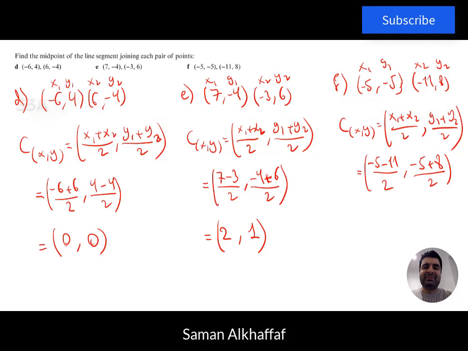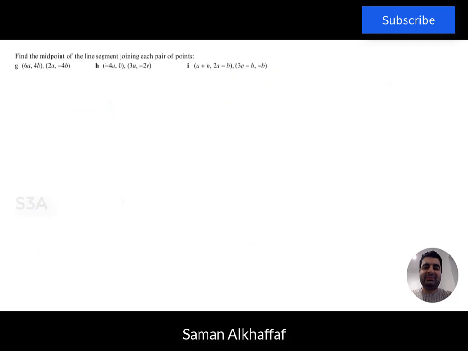So in this scenario, we will just try to simplify these numbers, so that would give us minus 16 over 2, and we also have 3 over 2. So the minus 16 over 2, that would give us minus 8, and 3 over 2, which will be our coordinates for the midpoint. In this example, we need to find the midpoint of the line segment joining each pair of points. So we're looking at part G.